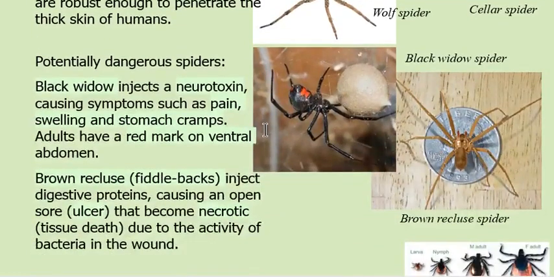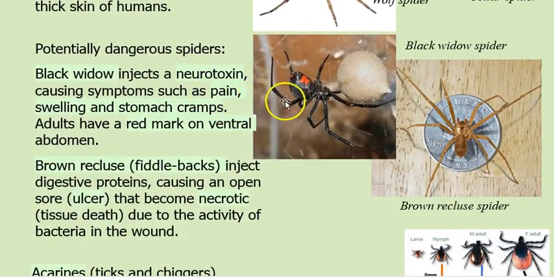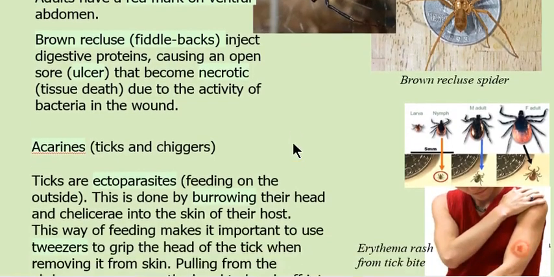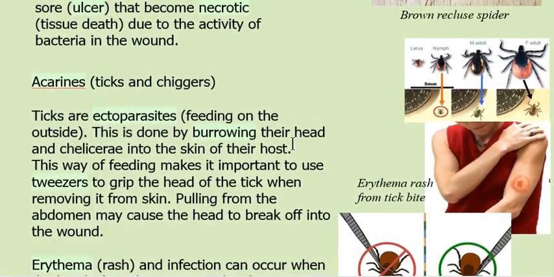The black widow has a neurotoxin. It's going to cause some swelling, pain, stomach cramps, gives me backaches. There's that ventral red mark. Fiddleback spiders, they have a fiddle on their back, a fiddle shape. Brown recluse, same thing. Now, what they do is they leave an ulcer, and then the bacteria cause necrosis. And so really it's the bacteria causing the damage. All the fiddleback does is cause a little hole. And if a person can clean up well enough, they're not going to have problems.